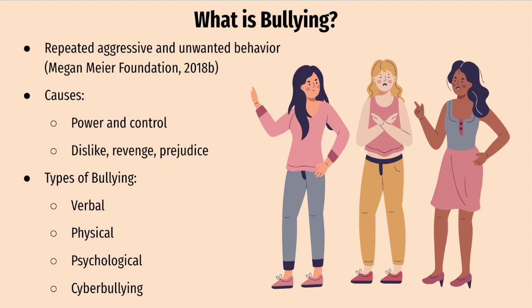The different types of bullying include verbal bullying, which is name-calling or taunting, physical bullying, which is hurting a person's body or possessions, psychological bullying, which is hurting someone's reputation or relationships, and there's also cyberbullying, which is bullying using digital technology.